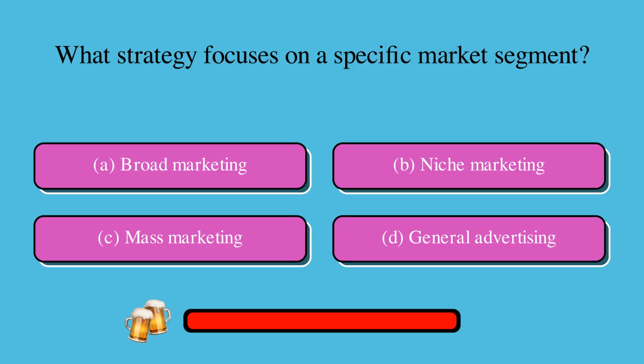What strategy focuses on a specific market segment? Is it A, broad marketing, B, niche marketing, C, mass marketing, or D, general advertising? The correct answer is B, niche marketing.